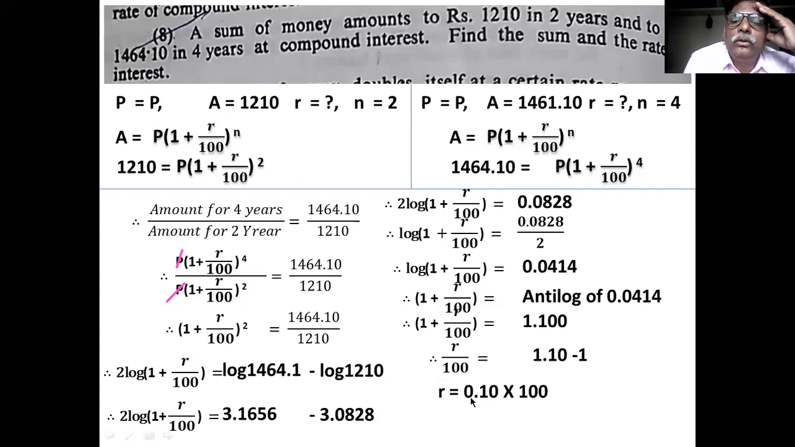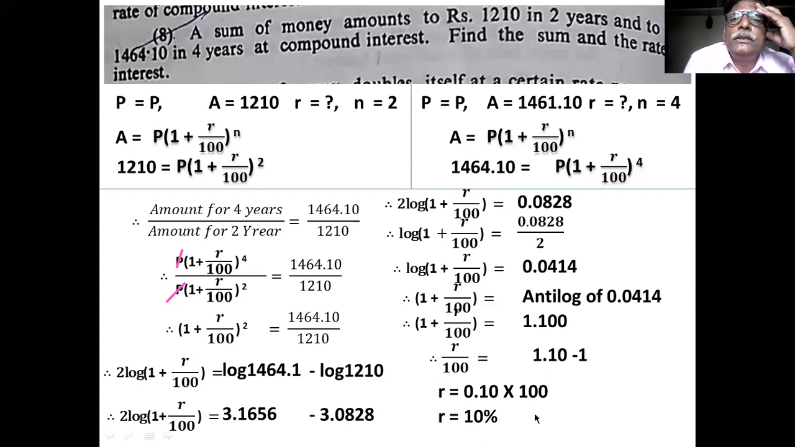In the next step, R by 100 is equal to 1.10 minus 1. R is equal to 0.10. 1.1 minus 1 is equal to 0.10, into 100. R is equal to 10%. Okay. R is equal to 10%.